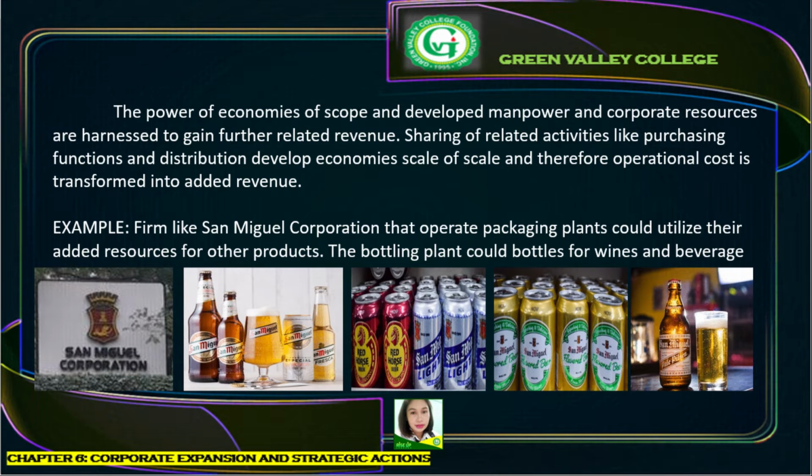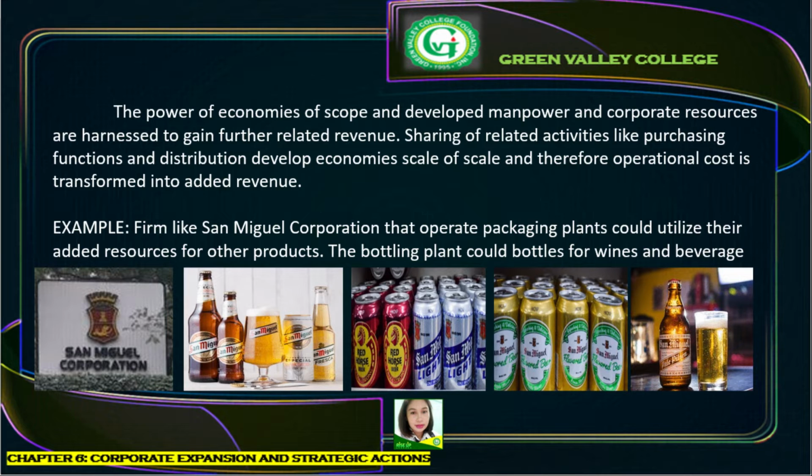San Miguel Corporation is one of the examples of a firm that makes good use of their packaging plant for their other products. Their bottling plant can also be used for wine and beverage. As we know, San Miguel produces more products like in food and beverage. They really make sure that they can produce more products so that the machines they spent a lot of money on can generate more income or revenue for the company or firm.